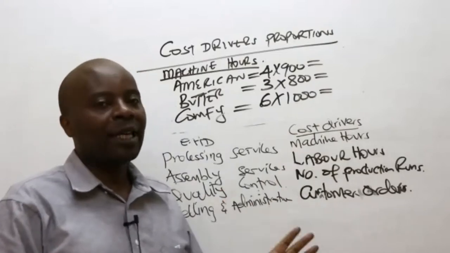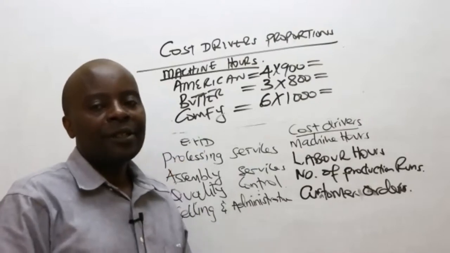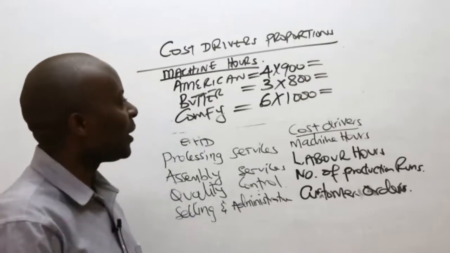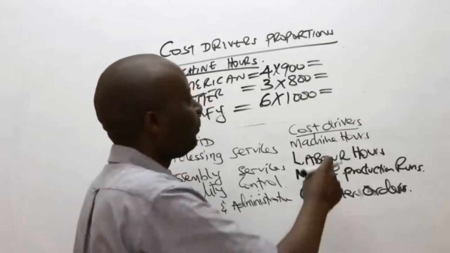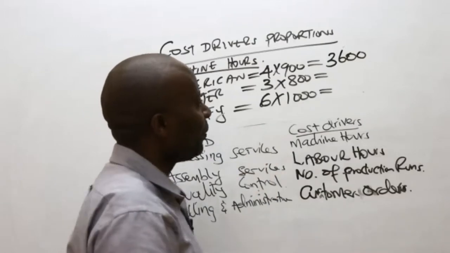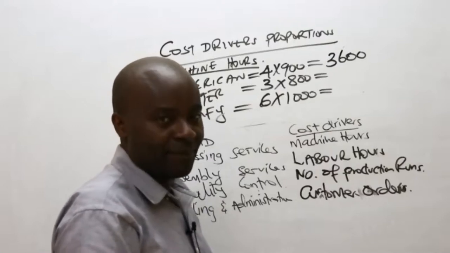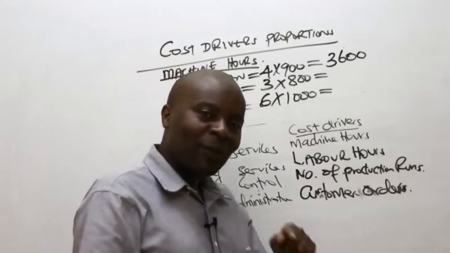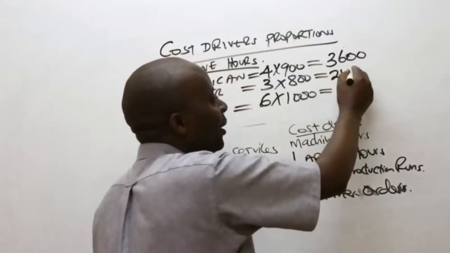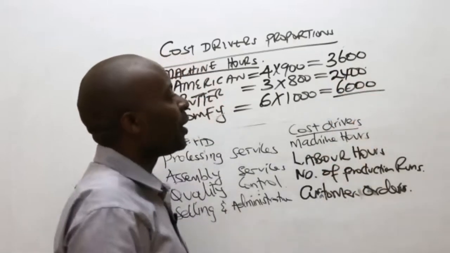We have 4 times 900. I don't have a calculator, and I've decided not to be using one. So 4 times 900, what do we have, ladies and gentlemen? 3,600. Thank you very much. And then we have 3 times 800. Of course, I know the figure, but because I would want you to participate in this, you have to give me the figure. 2,400. This one is very easy. It gives us 6,000.